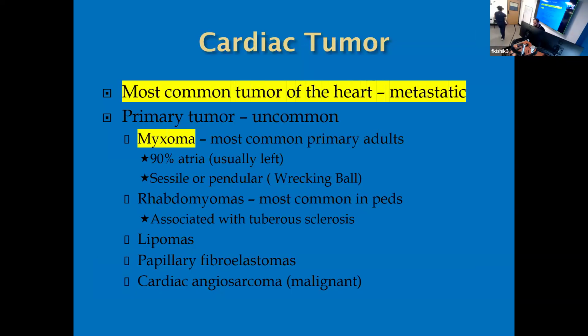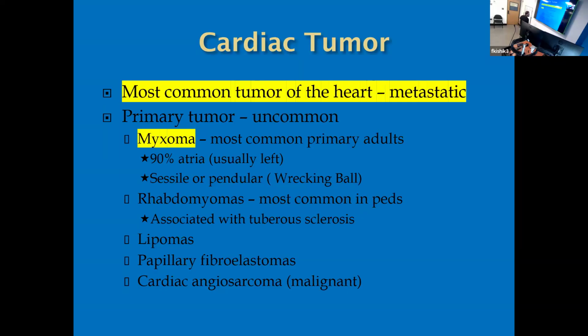Cardiac tumors: a myxoma is most common. There's also cardiac cancer, really, but it's incredibly rare. Myxoma is the most common primary tumor in adults. 90% are in the atria, usually left, and it can be sessile or pedunculated, where it's swinging back and forth, and it can actually cause damage and impair the flow. You can die if it's large enough.